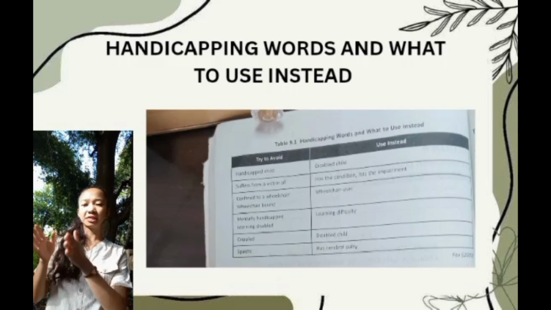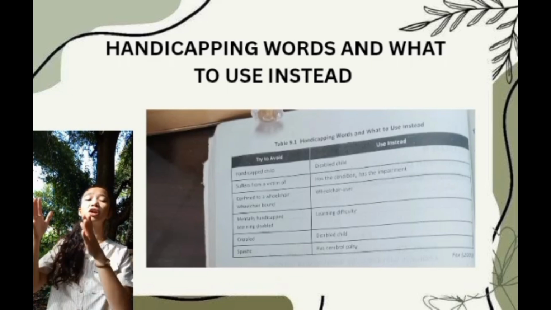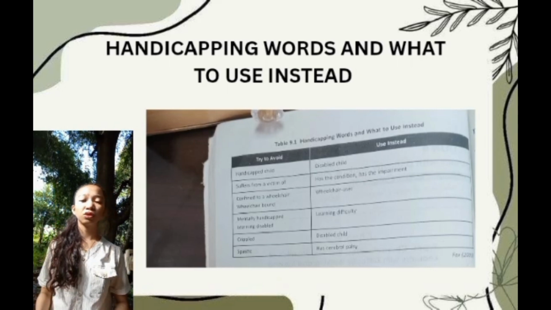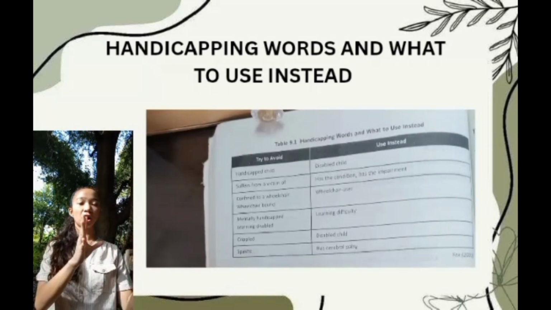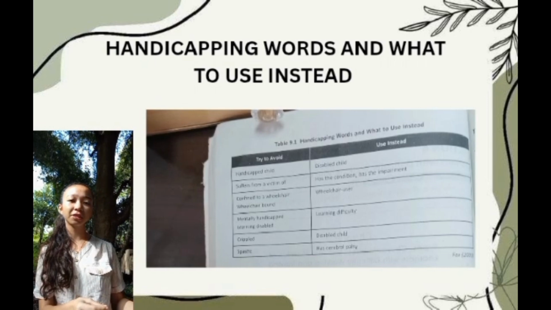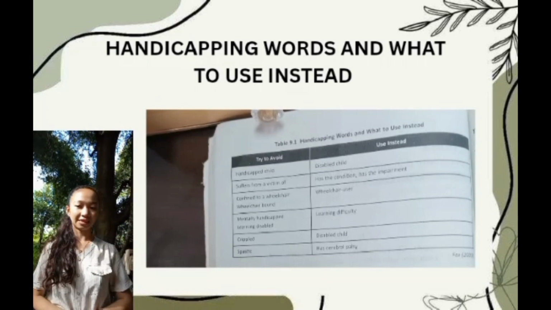For example, on this side are the handicapping words that we should avoid. These are negative language, and the impact on learners with disabilities is that it will make them lower their self-esteem or isolate themselves. And on this side are the words that should be used. These are positive language, and they foster self-confidence and resilience in the child with disability.